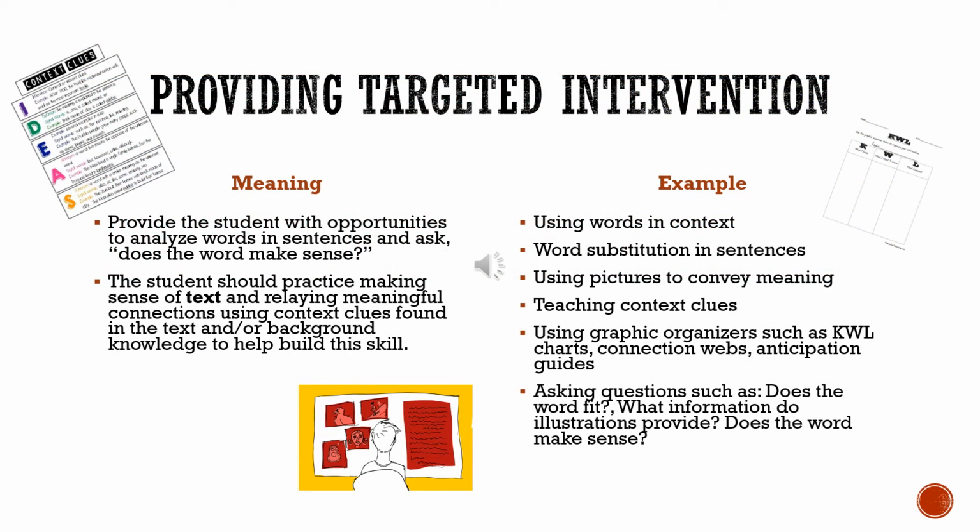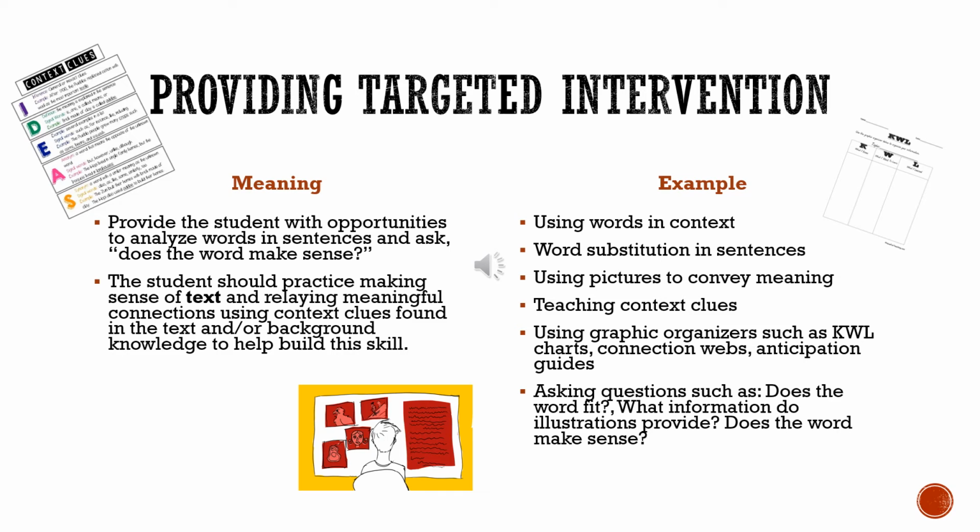Providing targeted intervention to support meaning miscues looks like the teacher providing students with opportunities to analyze words and sentences and frequently asking, does this word make sense? Some examples include having students use words in context to see if they make sense by using word substitution in and out of sentences. Another example is teaching context clues to help figure out the meaning of words so that they are used correctly in sentences. Another one is using pictures to convey meaning of unknown words.